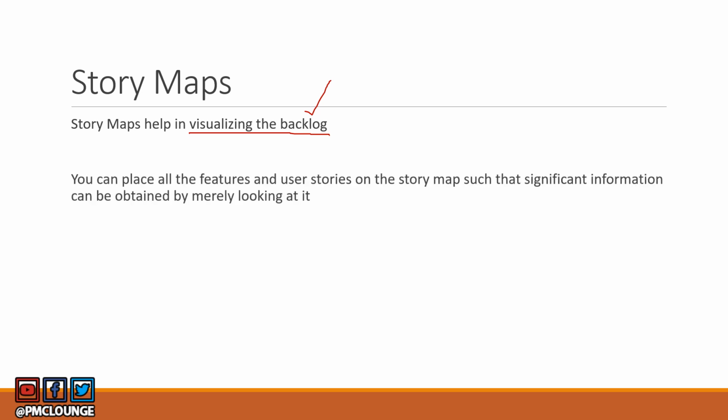Now, all the features, all the stories can basically be placed on a story map, such that significant information can be obtained by merely looking at the story map. So when you place features and user stories, and we are going to take a look at an example story map in the next slide itself, so you will have a fair idea of what a story map looks like. You're basically placing features and user stories on your story map. That way, when you look at a story map, you will have a fair idea of all the information that you would need: where we are, what we are creating, why we are creating it, and stuff like that.